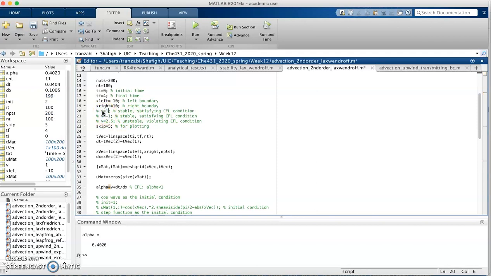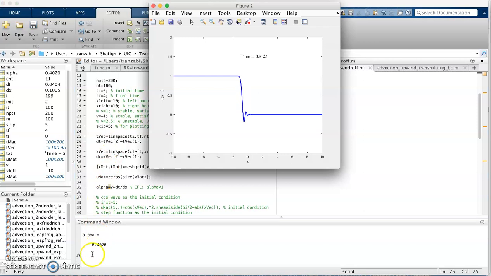So I'm going to uncomment this line. For now we have alpha 0.4. Now if I run the code with this new v, where we increase the velocity a little bit, our alpha is negative, but still less than 1. This time we get these spurious oscillations behind the wave. So if alpha is less than 1, we get some spurious oscillations, but the oscillations won't grow.